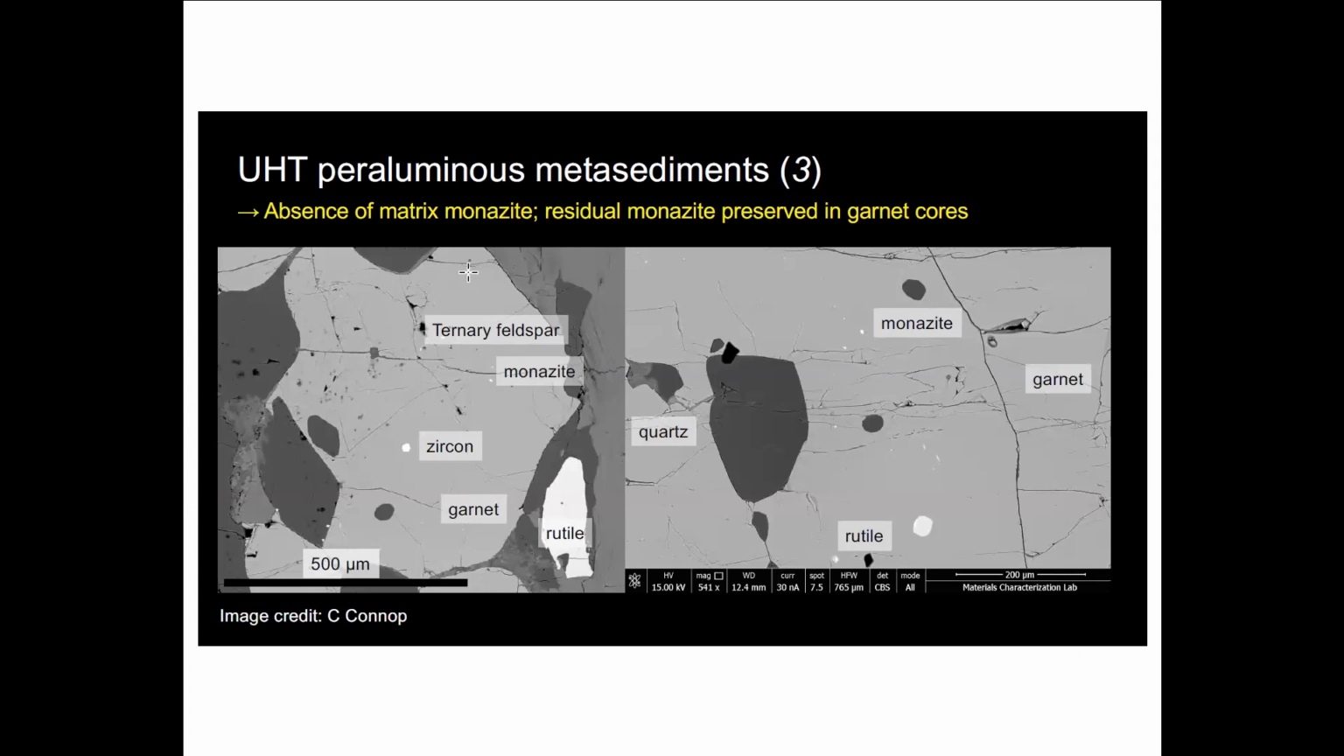This is a set of backscatter images showing that actually some of the peritectic garnet does include some micro-sized monazite. But the key thing is there's no monazite in the matrix. These have all been dissolved.